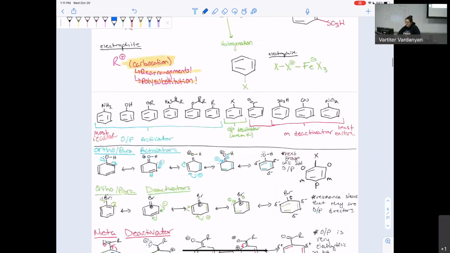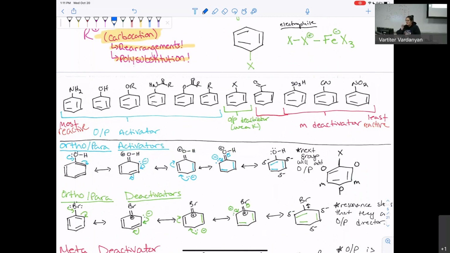But I know that some students prefer to think about it in this kind of linear fashion. So here we have the most reactive group, the strongest activator. And then as you go to the right side, you have the strongest deactivator. So this is essentially the best benzene ring. This is essentially the worst benzene ring. And regular old benzene would be right here. So whichever one works for you.